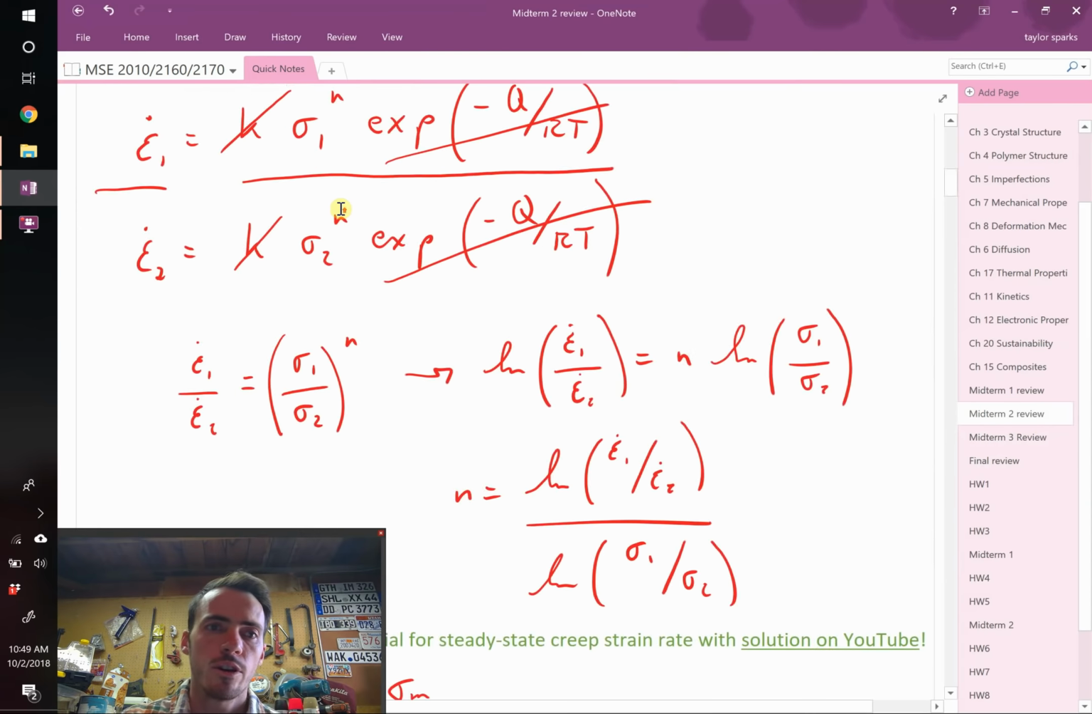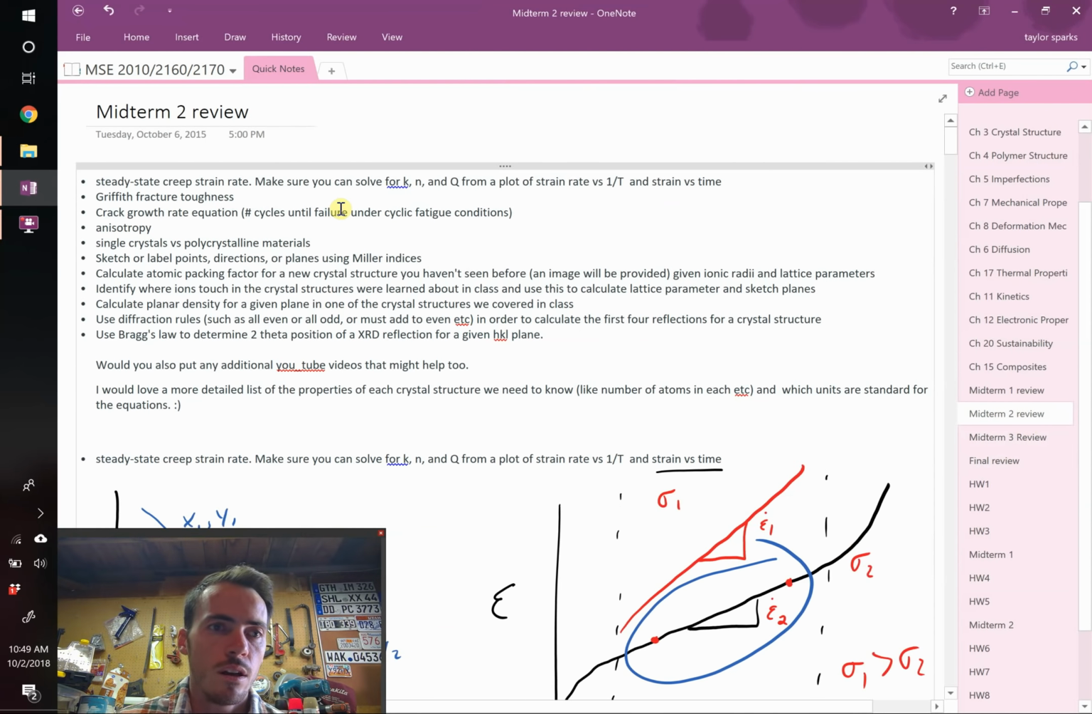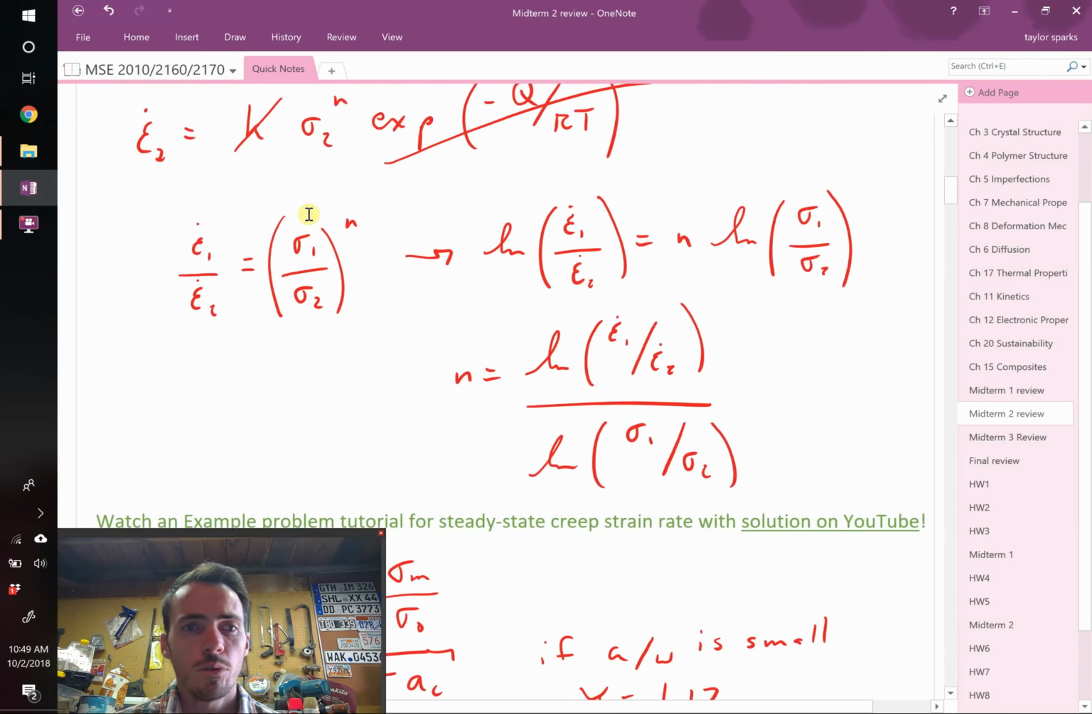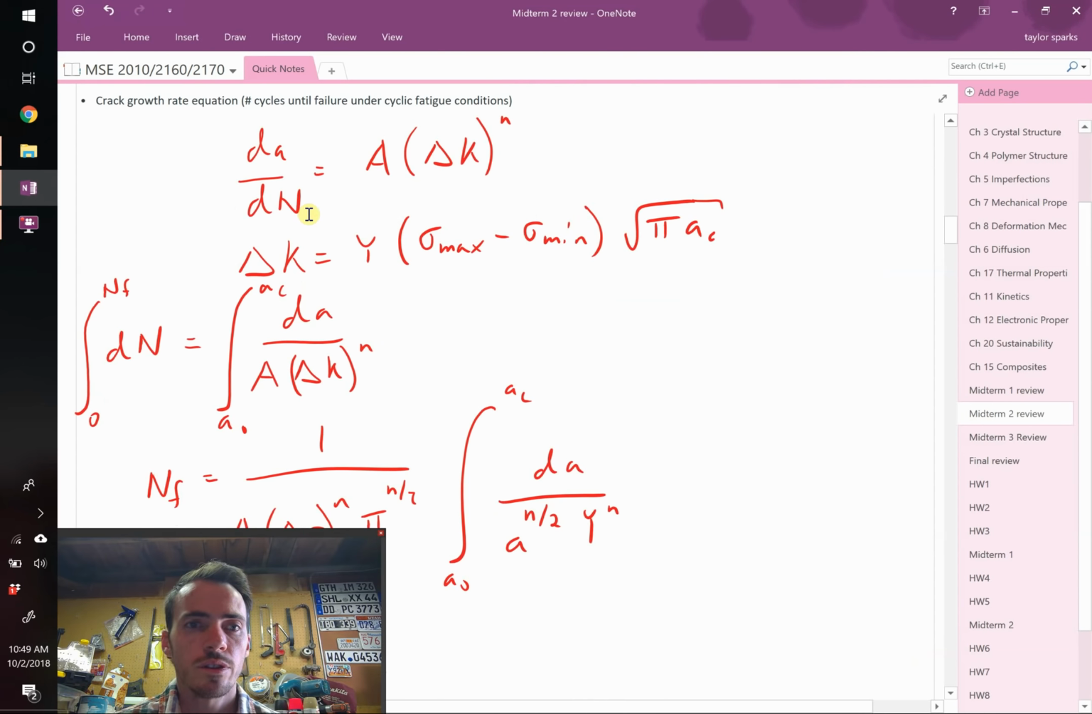Now, if I go back to what I've said here, I just say crack growth equation. I don't state specifically on here that you need to solve for A and n, so that's not going to be on the midterm. You will just be asked to use this equation. Now, what about a naught and a critical? A naught will probably be given in the question. What about a critical?